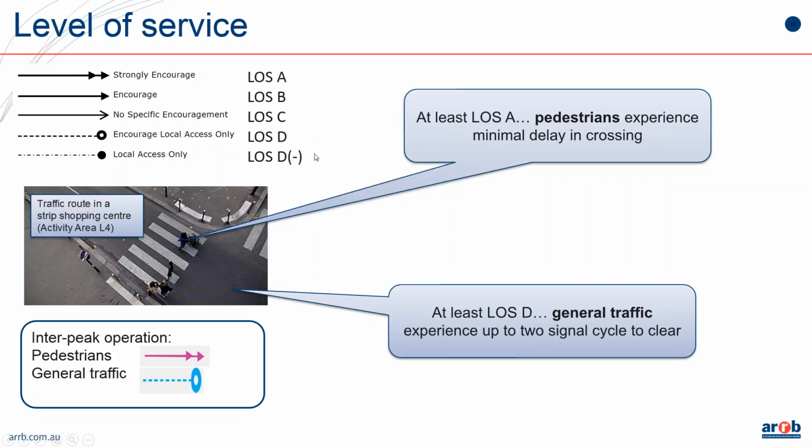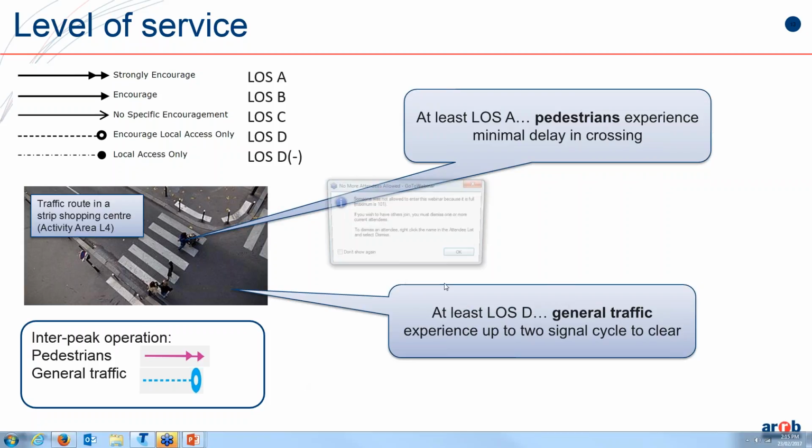Now, this A, B, C, D here is quite related to the Highway Capacity Manual levels of service. However, it is interpreted in a much broader sense. What it simply means is that at level of service A, you should provide the best operating conditions. Level C and D would be moderate levels of quality of service, and then when it goes to F, it would be a failure at that stage. So in this particular example, since we're dealing with pedestrians, we can have a definition of level of service A for pedestrians, wherein pedestrians experience minimal delay in crossing. Whereas at level of service D, general traffic can experience up to 2 signal cycles to clear.